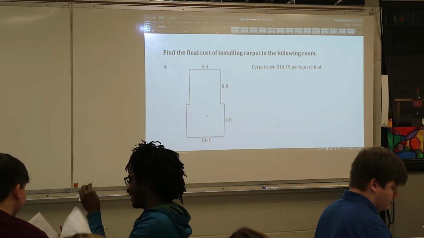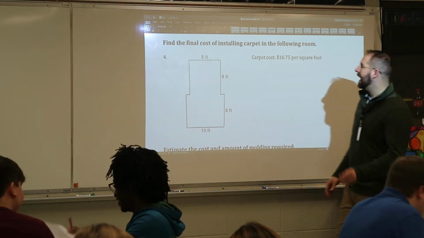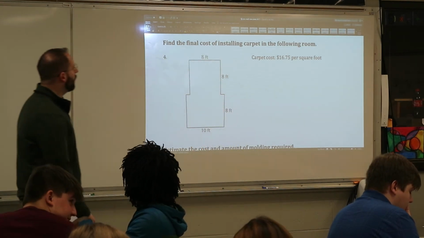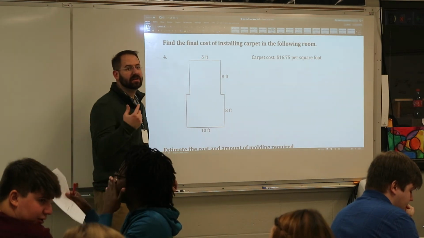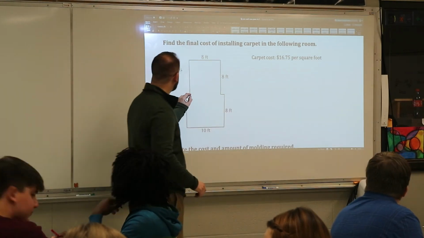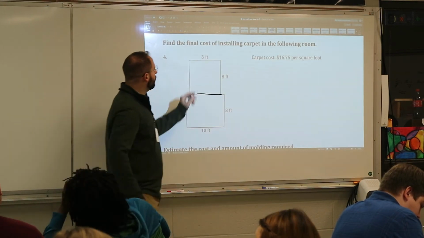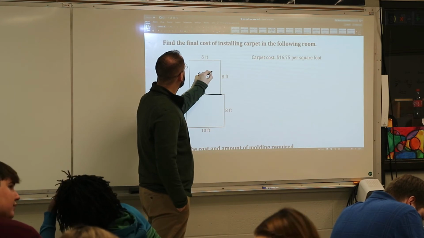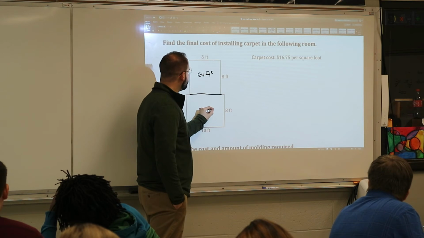This is my last one today. We're installing carpet. We have to find the area and then multiply it by the cost per square foot. Okay, so how I see this room, I think this is by far the easiest way to do it. 8 times 8, that's 64 square feet. 8 times 10, it's 80 square feet. We add those numbers up.